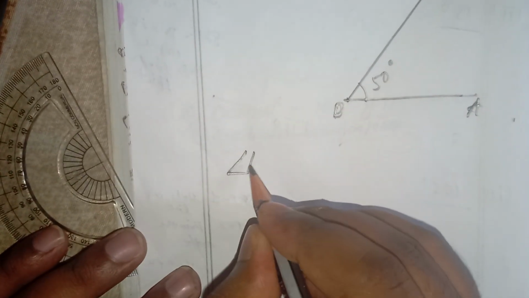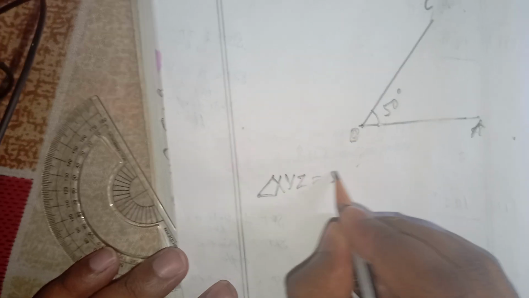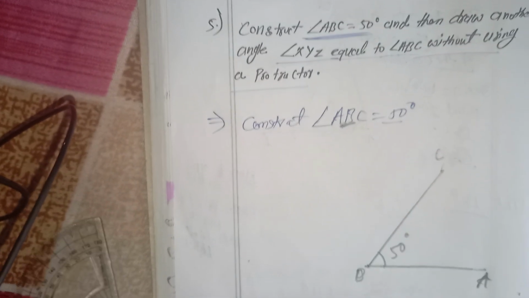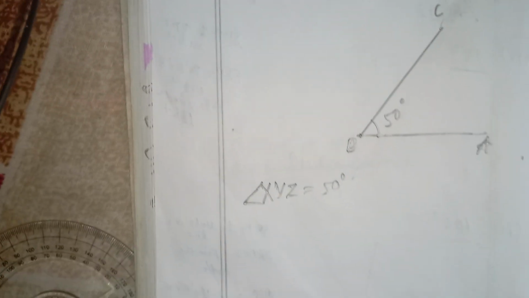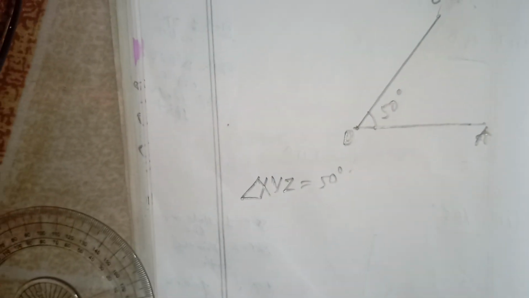Now you have to create another angle, that is X, Y and Z, which is always equal to the 50-degree angle, which is equal to angle ABC. So that question will be interesting. You have to create it without using a scale, without using the protractor. So you will use this one. Okay, let's do this. How can you use it?